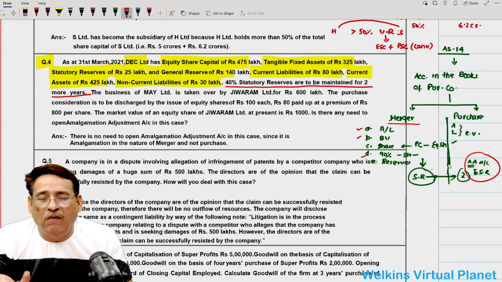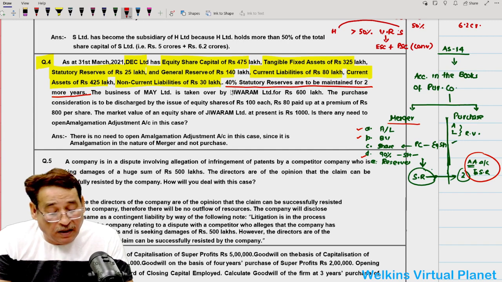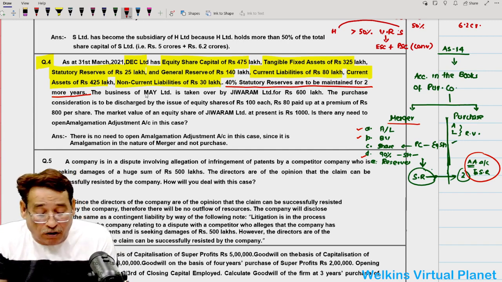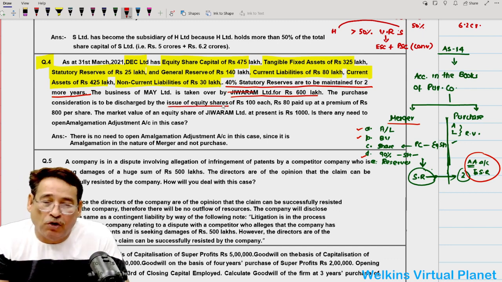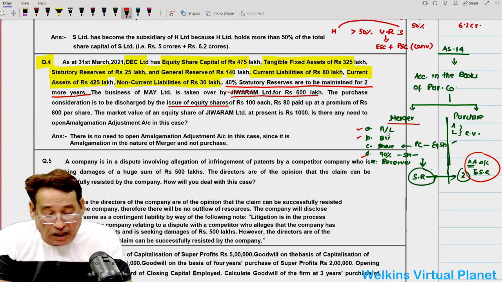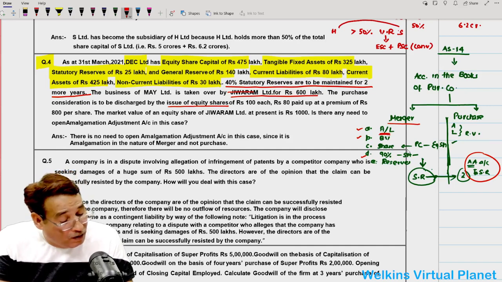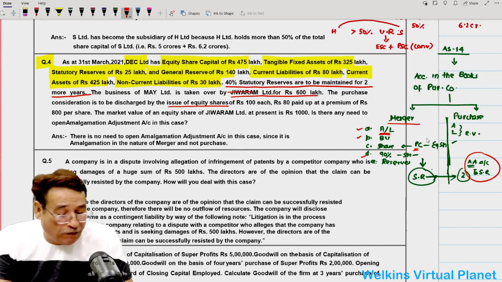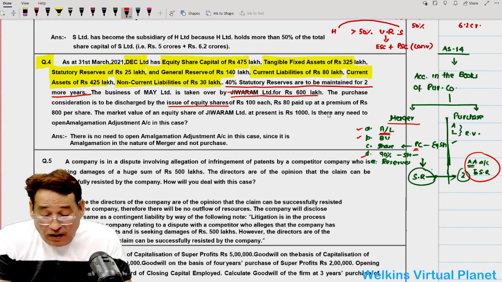Actually, for a while, you can take the assumption that it is a case of amalgamation in the nature of merger, because in this particular case, it is written that business of May Limited is taken over by Jeevaram Limited for ₹600 lakh, and it is given that purchase consideration is discharged by issue of equity share. So one condition is quite obviously satisfied, that all the assets and liabilities are being taken over, because if business is taken over, it automatically means all the assets and liabilities are taken over. Of course, purchase consideration is being delivered by way of equity share. That is also fine in this particular case. Market value of equity share, we are not concerned with that.